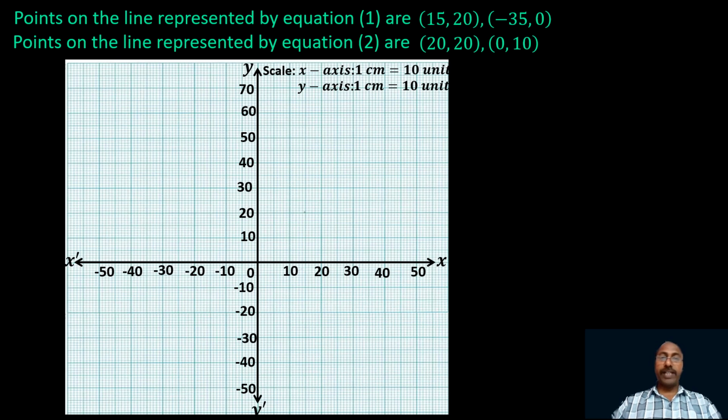The first one is (15, 20), and the second one is (-35, 0), which lies on the x-axis. Now draw the line through these 2 points. So this is the line 2x - 5y - 70 = 0.